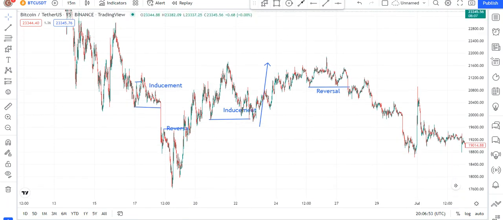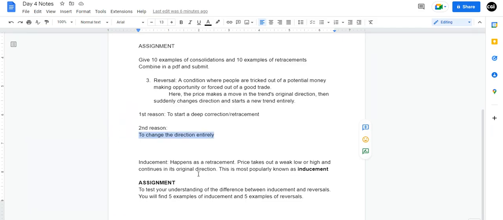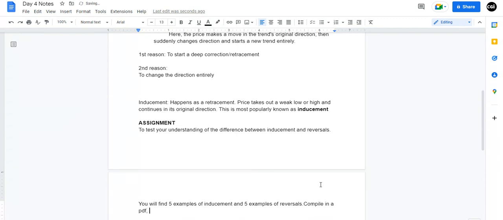Okay. So just five examples of each, and compile in a PDF. Rename it six assignments dash your name, and that will be all.